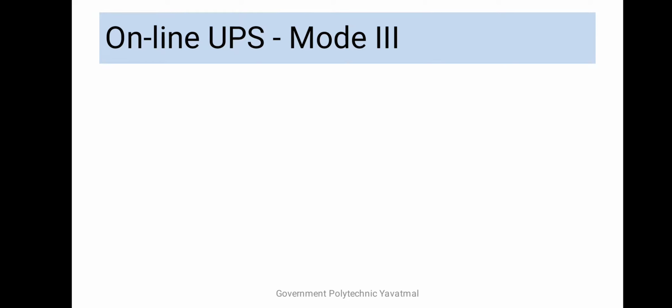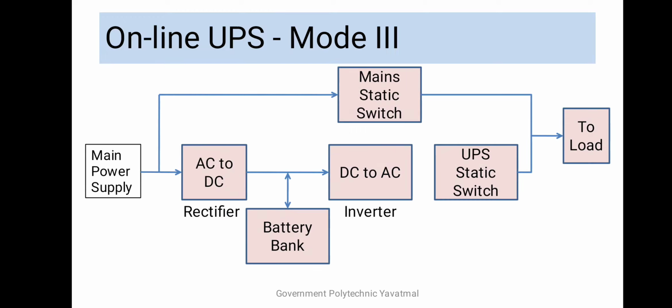In mode 3, if the inverter or UPS fails, then the normally off main static switch is turned on and transfers the main supply to the load automatically, like this.